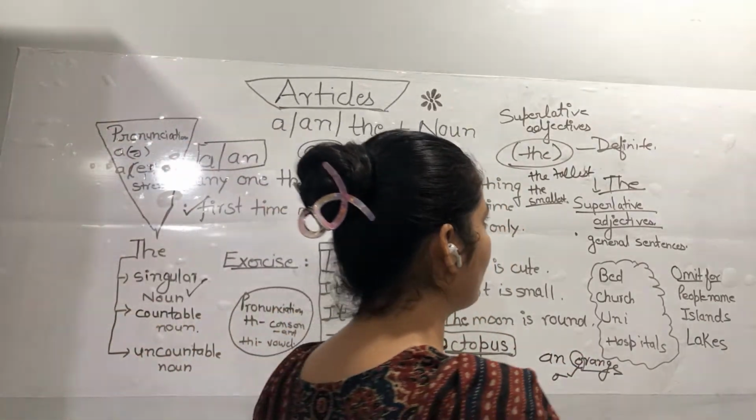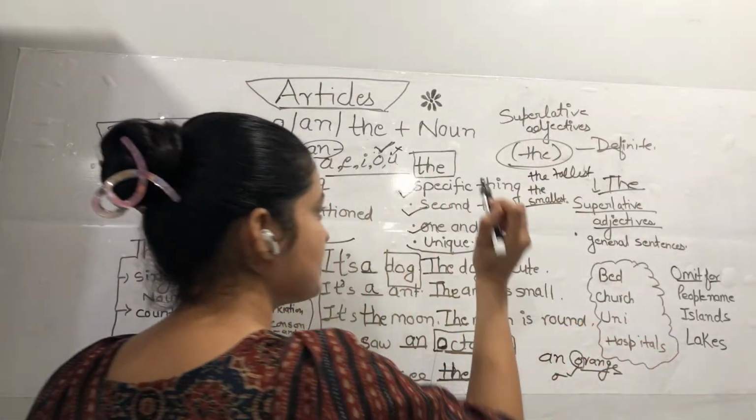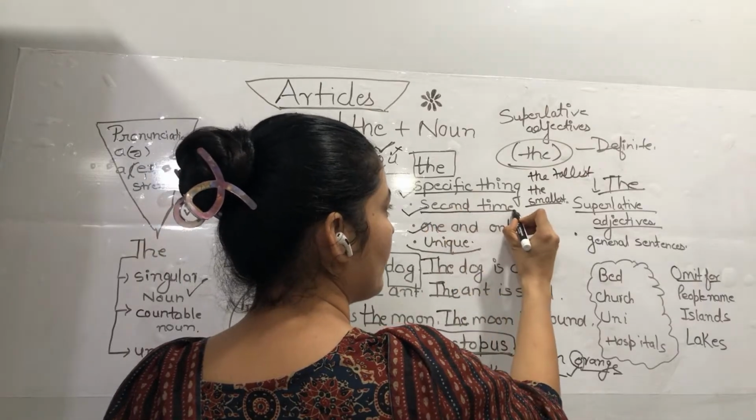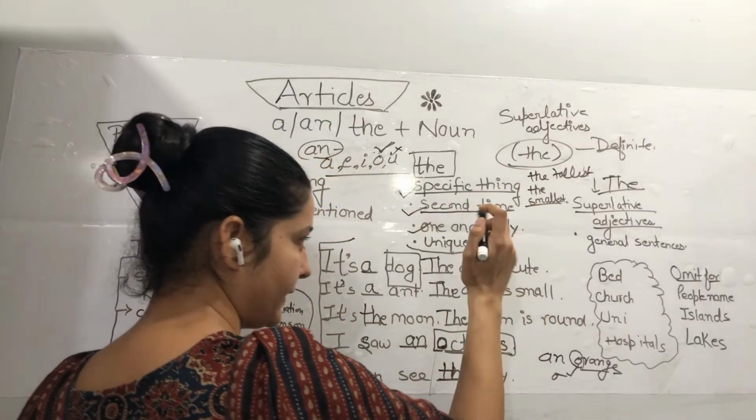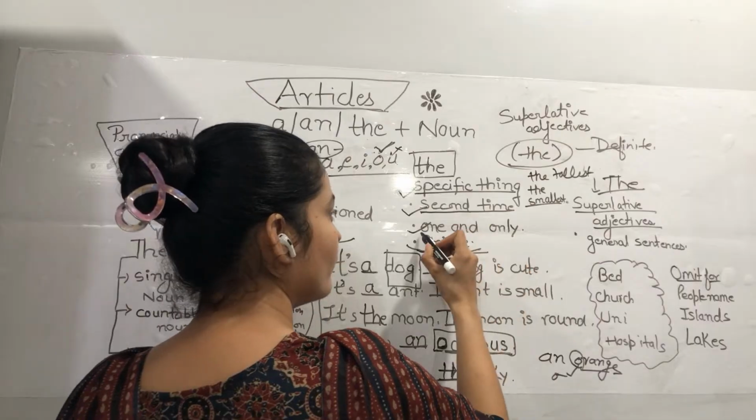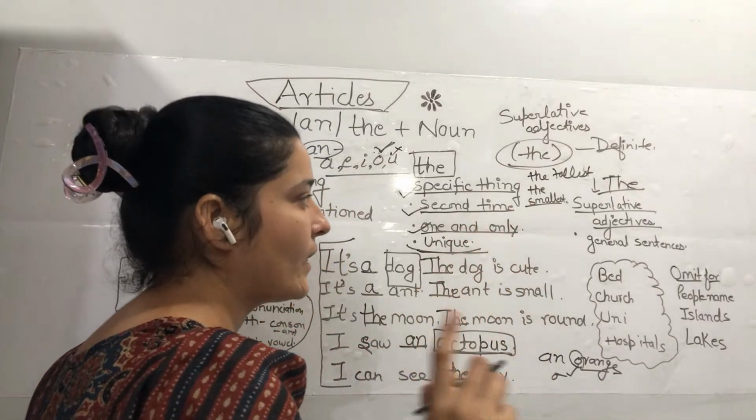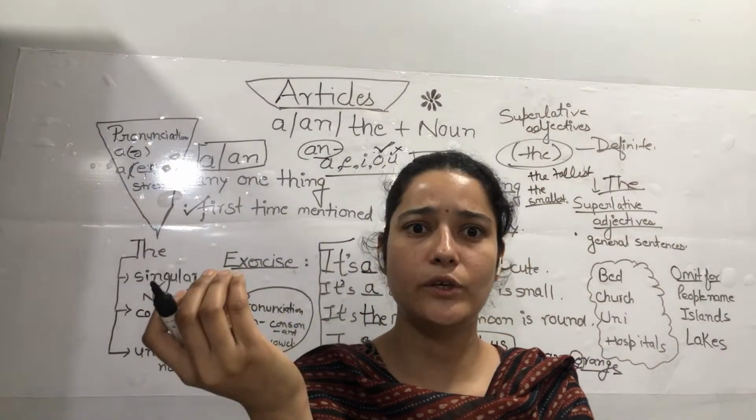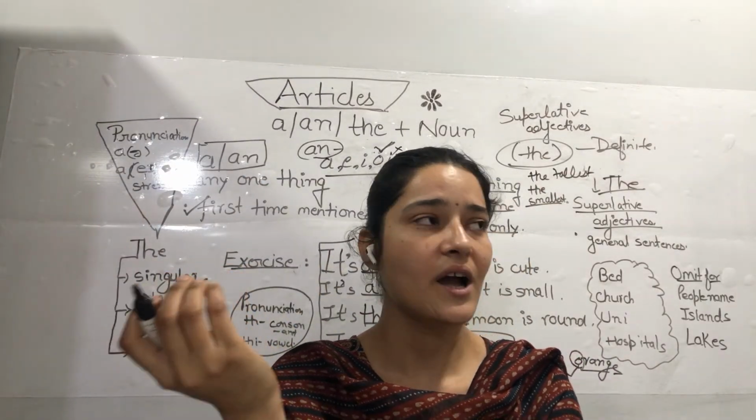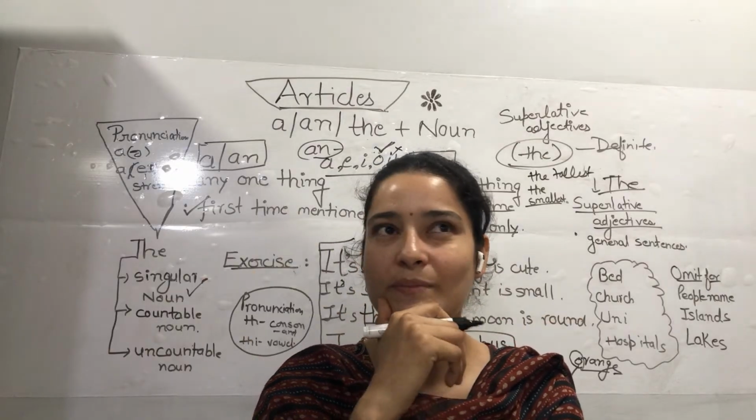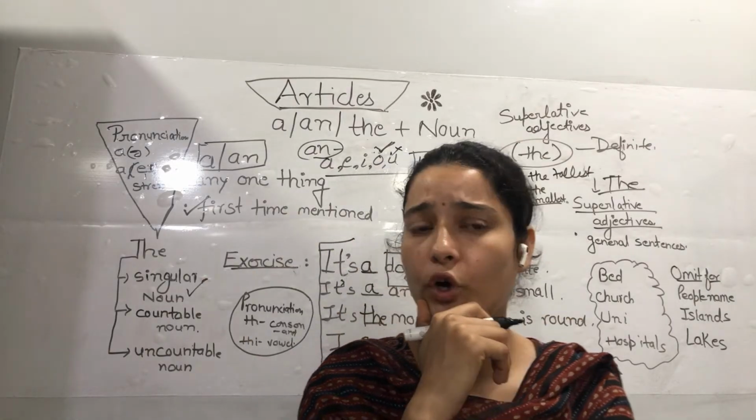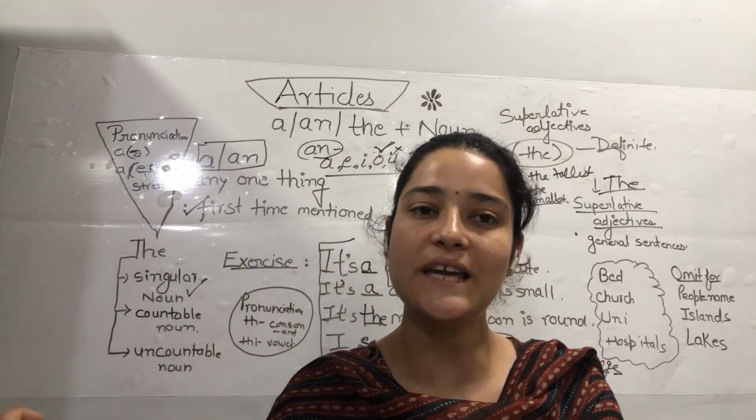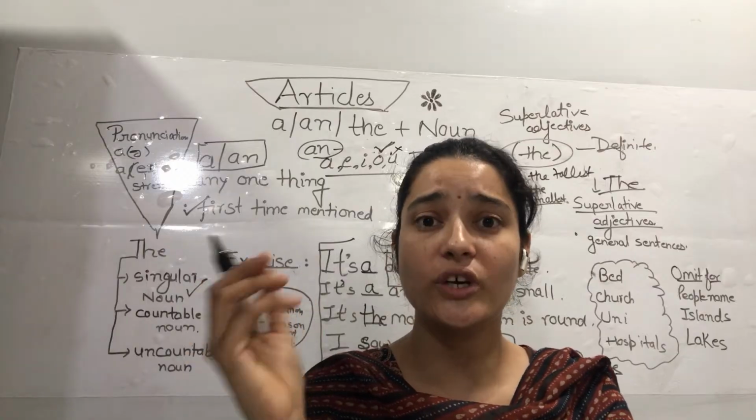So now I told you to use "the" with the specific things which we are mentioning, and talking about any noun for the second time, uniqueness, one and only one, and superlative adjectives. Now, if anybody asks me which is your favorite flower, I say rose is my favorite flower. I will not say "the rose is my favorite flower" because it is a general sentence.